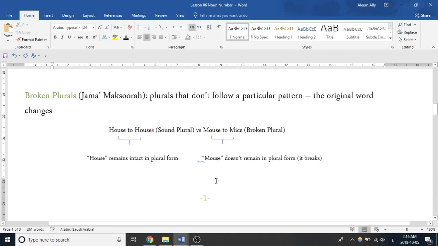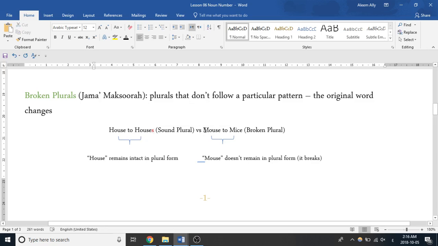When it comes to broken plurals, what we have to understand is that they actually exist in English. A regular plural in English is where you just attach an S on the end. As you can see, its regular form is left the same. You just add an S on.